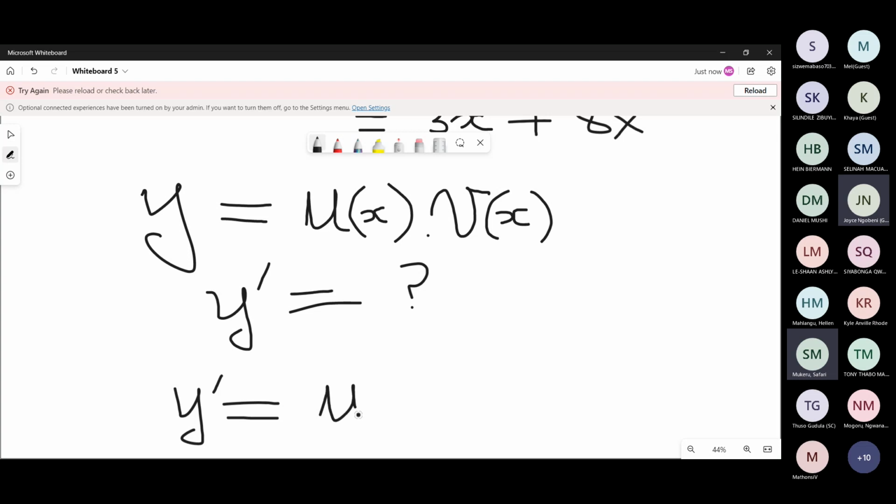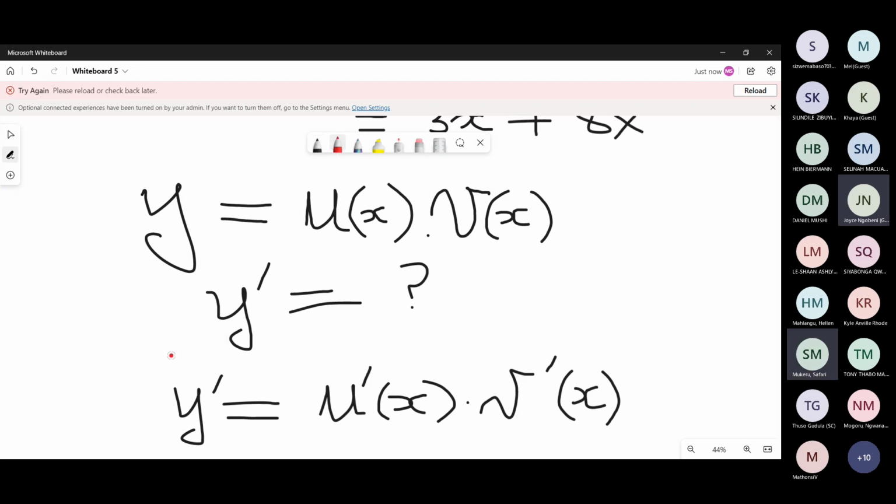It will be u prime, right? Very easy to say u prime. I'm telling you, if you say that this is what comes to your mind, you might be lying. This is what comes exactly in my mind as well. The first time I learned about this product rule, some 30 years ago, maybe 32 years ago: u prime times v prime. But this is not correct. This is not correct.